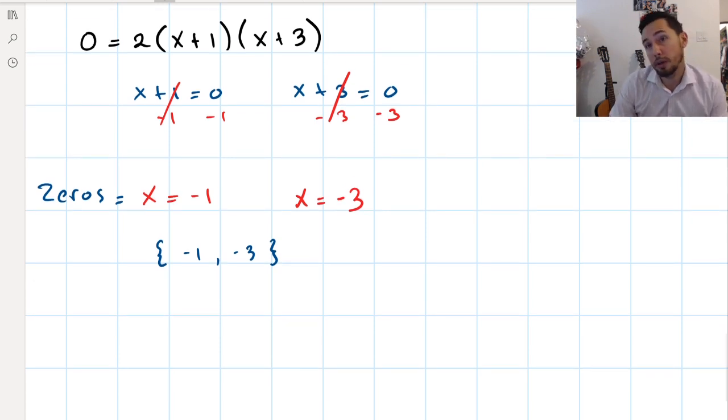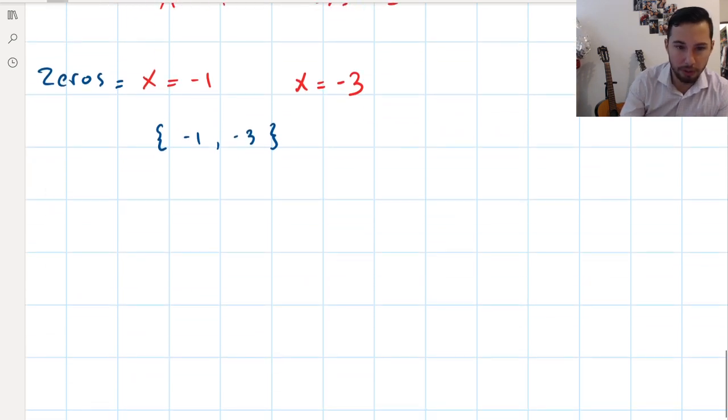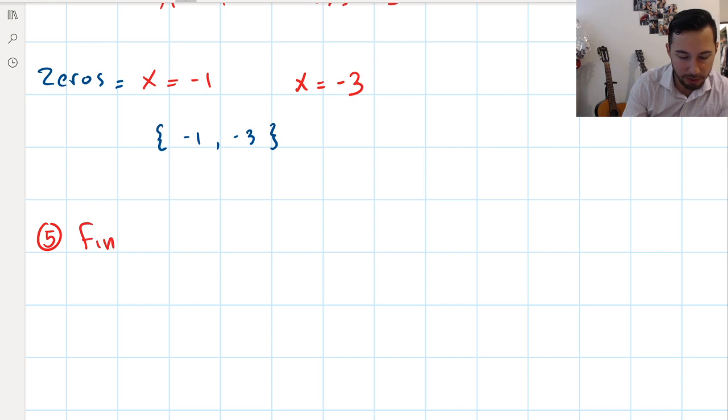Now, we're done with the hard part. I believe that finding the vertex and finding the zeros are the hardest, more mechanical parts of the parabola. Now the next one is kind of a freebie. The next one, part number 5, is finding the y-intercept.